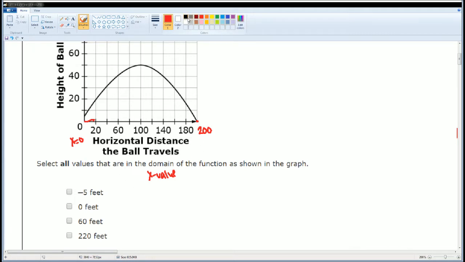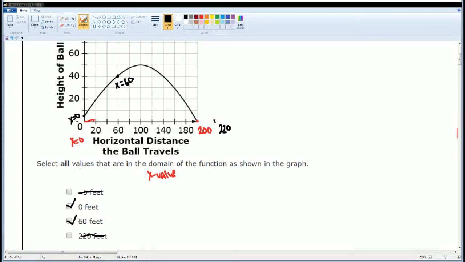First of all, can x be -5? X equals -5 is somewhere here. Nope, this is impossible. This wouldn't work. Can it be 0? Does it touch 0? Yes, it touches x equals 0 right here, so that works. X equals 60, does that work? Yes, at that point x does equal 60. And x equals 220? 220 is right here. Does it touch it? No, so we would say no. These are all the values that would work for this graph.